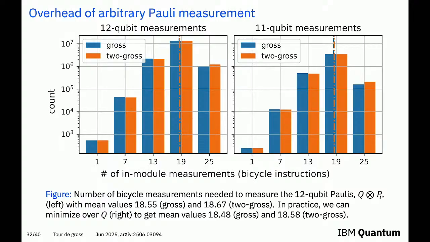And this is actually one of the things that gives us a larger time overhead when we compile our circuits, because you could imagine this being roughly an order of magnitude slower than the surface code architecture when measuring an arbitrary Pauli string, because you have this factor 20-ish overhead in measuring a Pauli string.